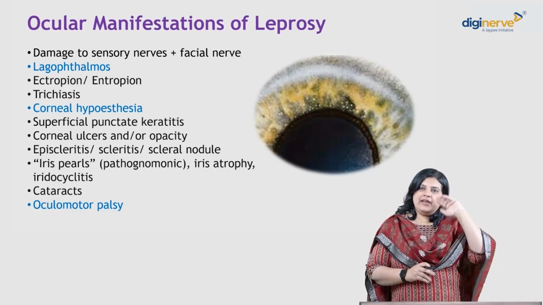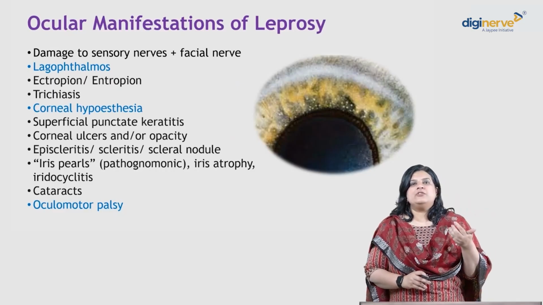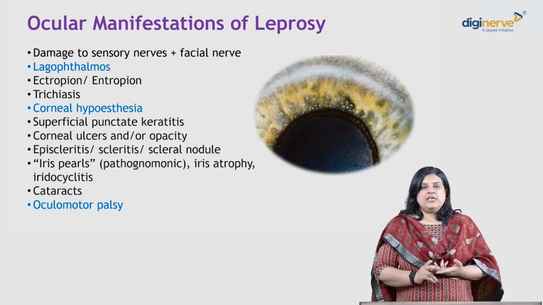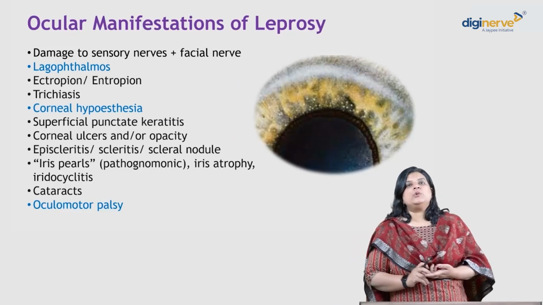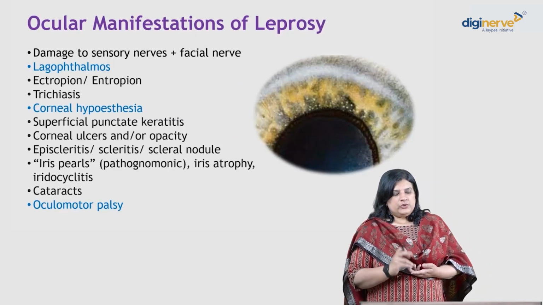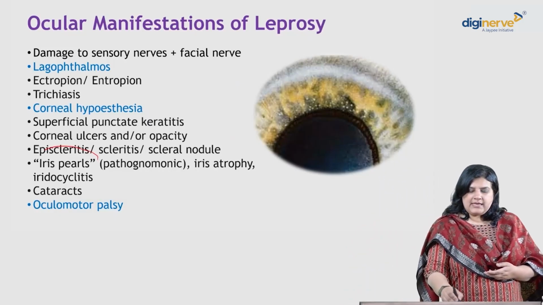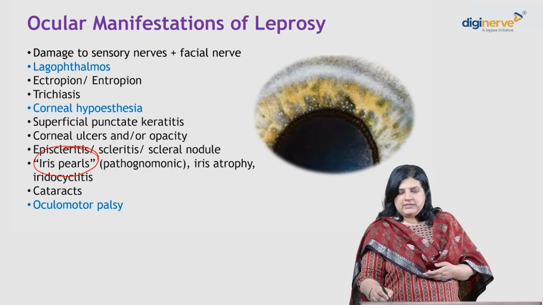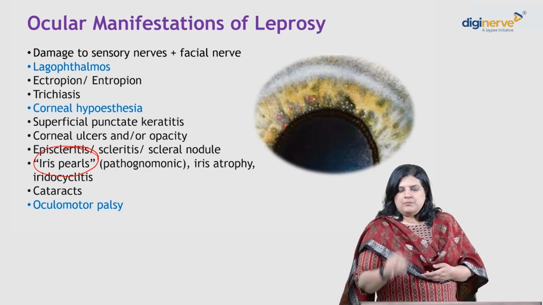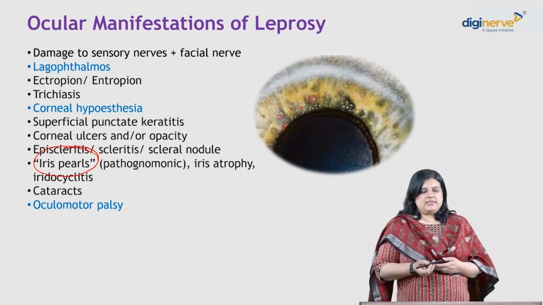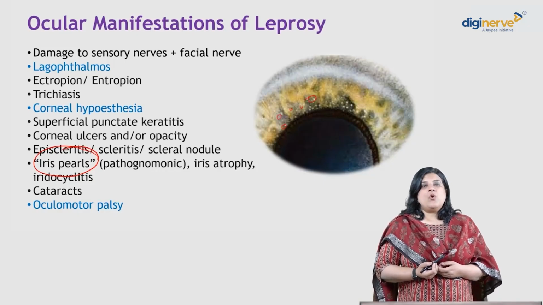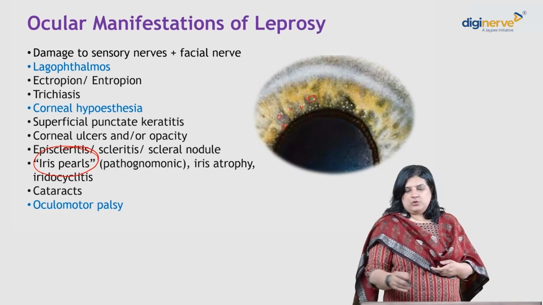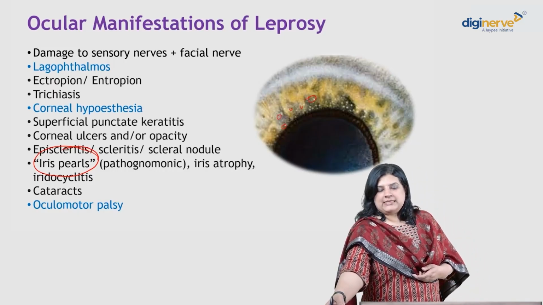The patients can either have inturning or an outturning of the eyelid, which is either entropion or ectropion, trichiasis, decreased corneal sensation, superficial punctate keratitis. They may also have episcleritis, scleritis or a squirrel nodule, and a very pathognomonic sign, that is iris pearls. So here you can see that there are small white millet-like dots on the iris, and these patients eventually go on to develop iris atrophy and iridocyclitis. They are more likely to get cataracts, and oculomotor nerve palsy is also quite commonly seen in patients with leprosy, and more so in patients with tuberculoid leprosy.